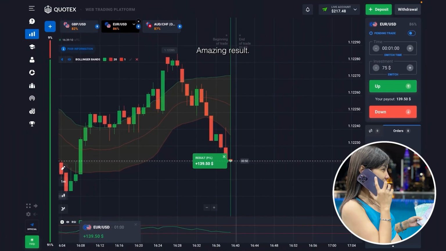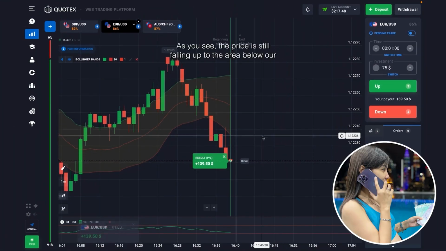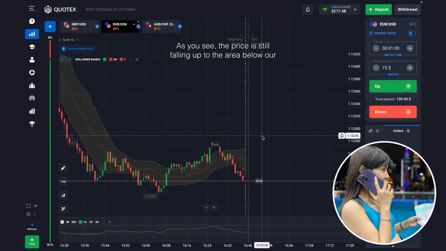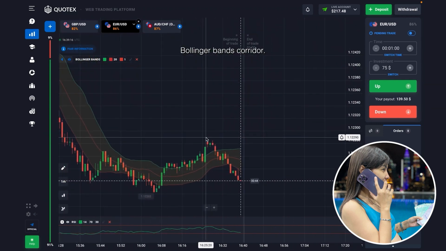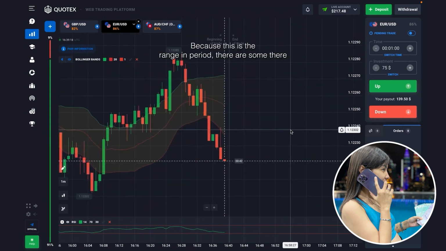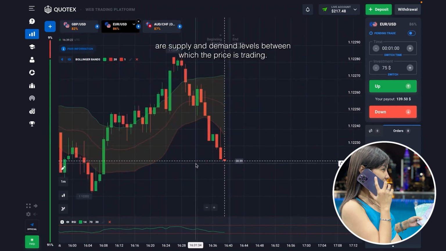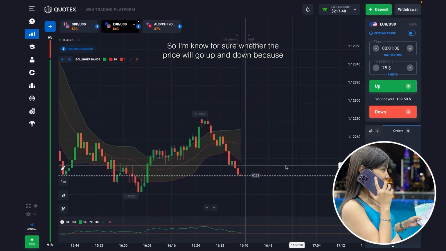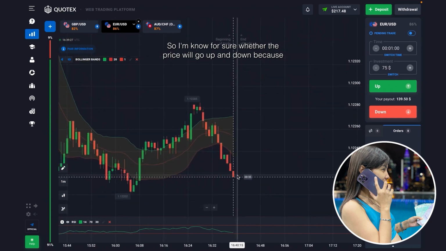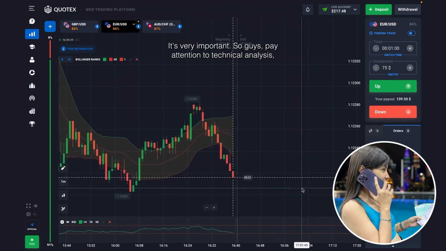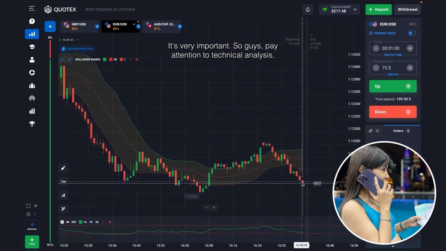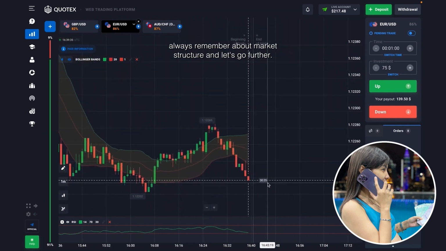So really great guys, great result. As you see, the price is still falling to the area below our Bollinger Bands corridor, and you know why? Because this is a range period. There are supply and demand levels between which the price is trading, and I know for sure whether the price will go up or down because I see key levels. It's very important guys. So pay attention to technical analysis. Always remember about market structure, and let's go further.